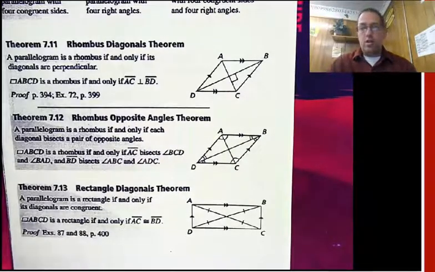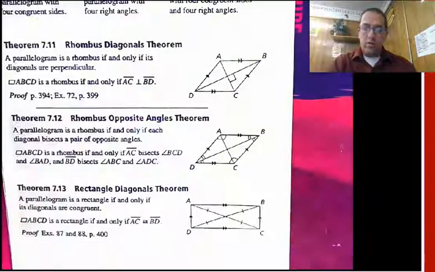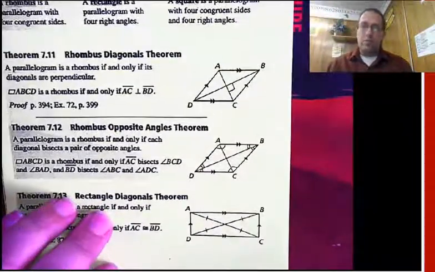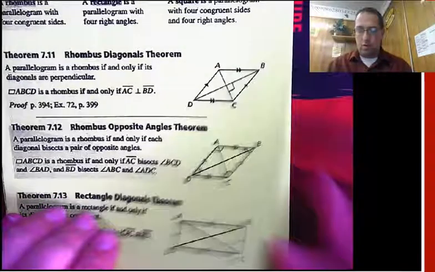Anything that's true for rectangles is true for squares. But just because it's true for squares does not mean it's true for rectangles or rhombuses. Okay? Squares are rhombuses. Rhombuses are not squares. All squares are rectangles, but not all rectangles are squares. All right? So, let's take a look at this.